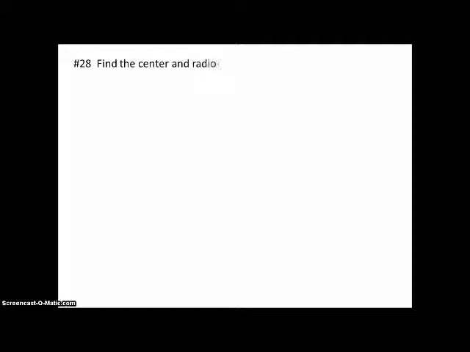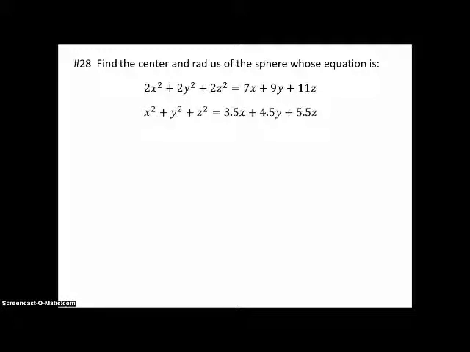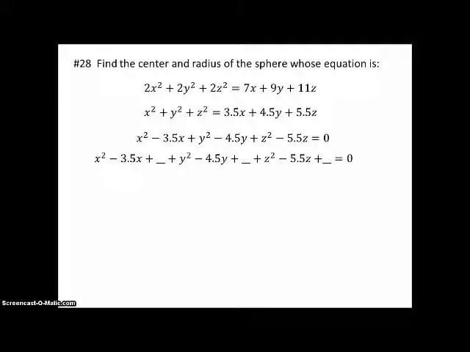Number 28. Find the center and radius of the sphere whose equation is 2x squared plus 2y squared plus 2z squared equals 7x plus 9y plus 11z. Well, we would need to put it in the other form. So the first thing I did was divide by 2. And the second thing I did was complain about those silly numbers. Why couldn't they have made it come out nicely? Grr. Then I brought everything to the left side. And then, yes, you guessed it, we have to complete the square 3 times.